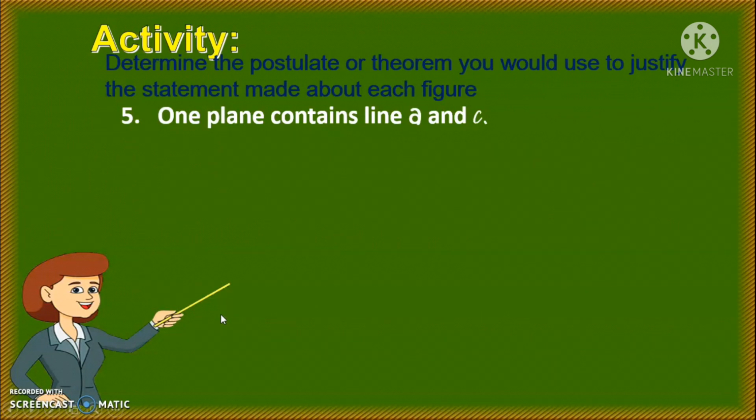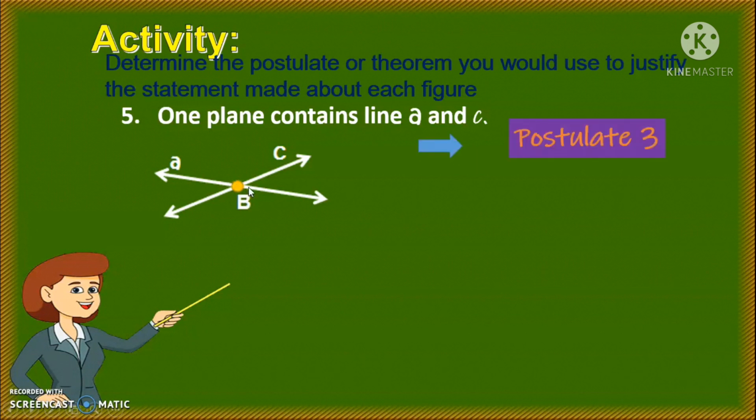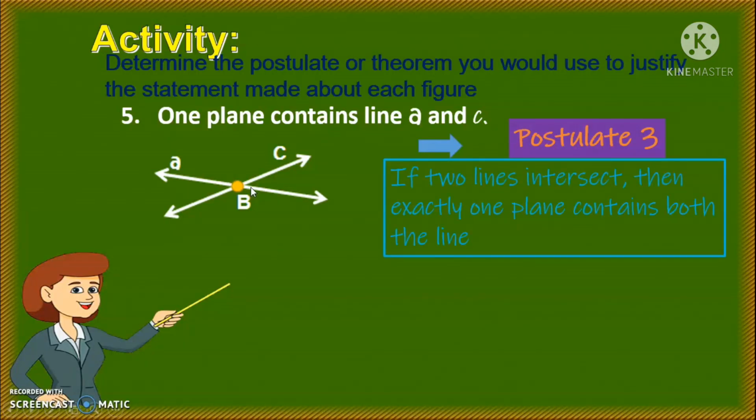Number 5, one plane contains line A and C. Illustration natin, dalawang linya. Nag-i-intersect si line A and line C, at the point of intersection ay si point B. So, what postulate ito? Postulate 3. It says, if 2 lines intersect, then exactly one plane contains both the lines.